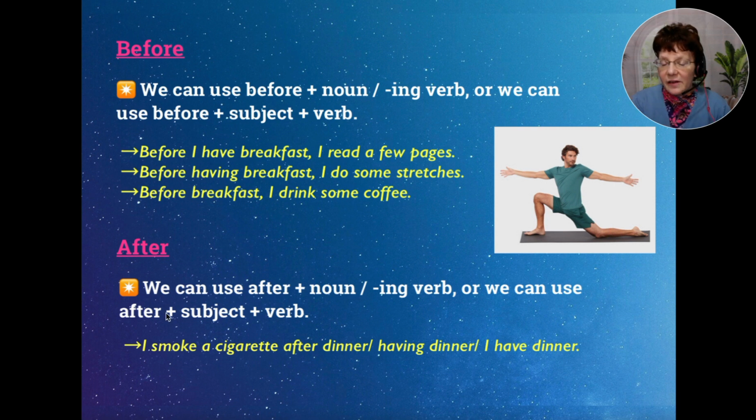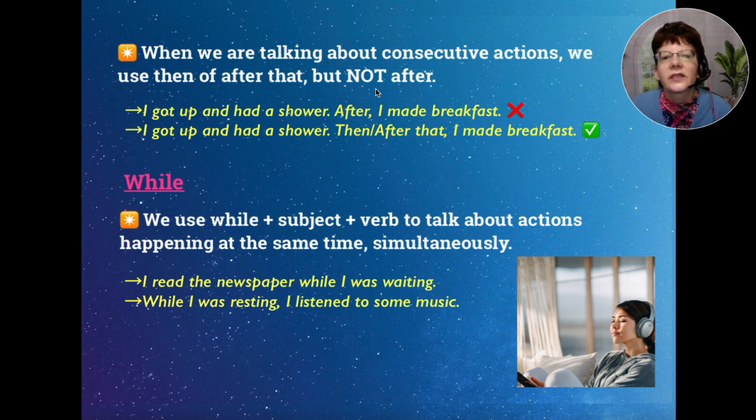Now let's talk about after. We can use after plus a noun or ing verb also, or we can use after plus subject plus verb. So, for example, I smoke a cigarette after dinner. So that's the noun, or after having dinner, or after I have dinner, subject and verb. All right. Okay, when we're talking about consecutive actions, we use then or after that, but not after.